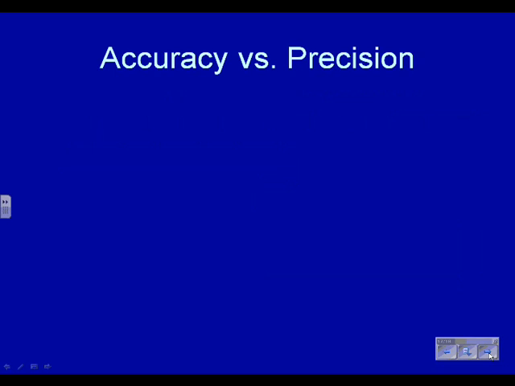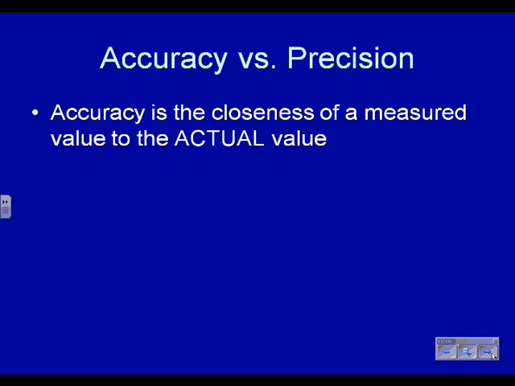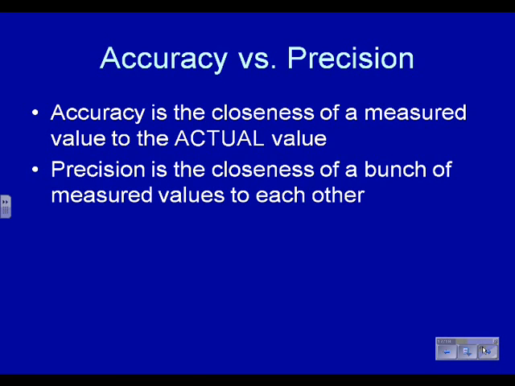Two terms that you should be familiar with by now: accuracy and precision. Accuracy is the closeness of a measured value to the actual value. What is the actual value? Up to some debates, but there's usually an accepted value, or a value that we all sort of agree on that, yeah, that's what it is. Okay? On the other hand, precision in measurement is the closeness of a bunch of measured values to each other. So if we're all getting the same thing, all of our measurements are precise.